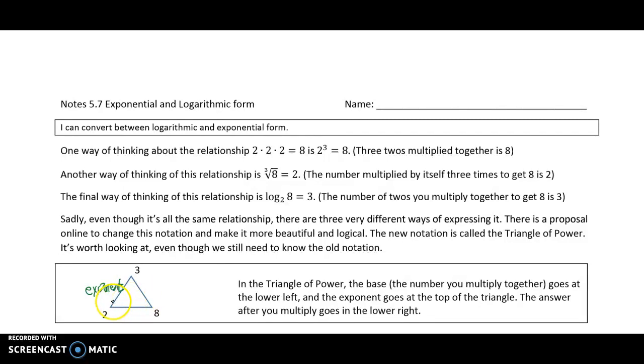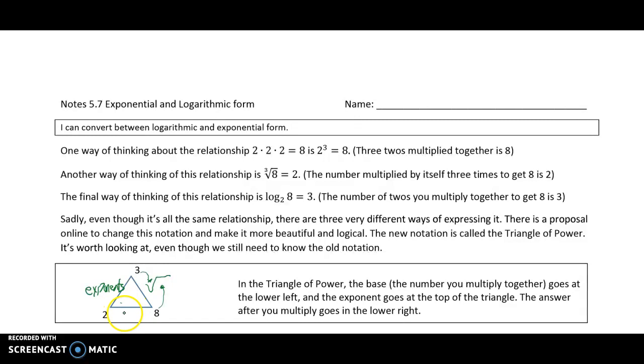The answer you multiply goes in the lower right. So 2 to the third equals 8. Furthermore, I like to think of this line right here as the radical. And that way I can think of that this 3 would go inside the hook. This number would go inside the radical. So I could say the cubed root of 8 is 2.